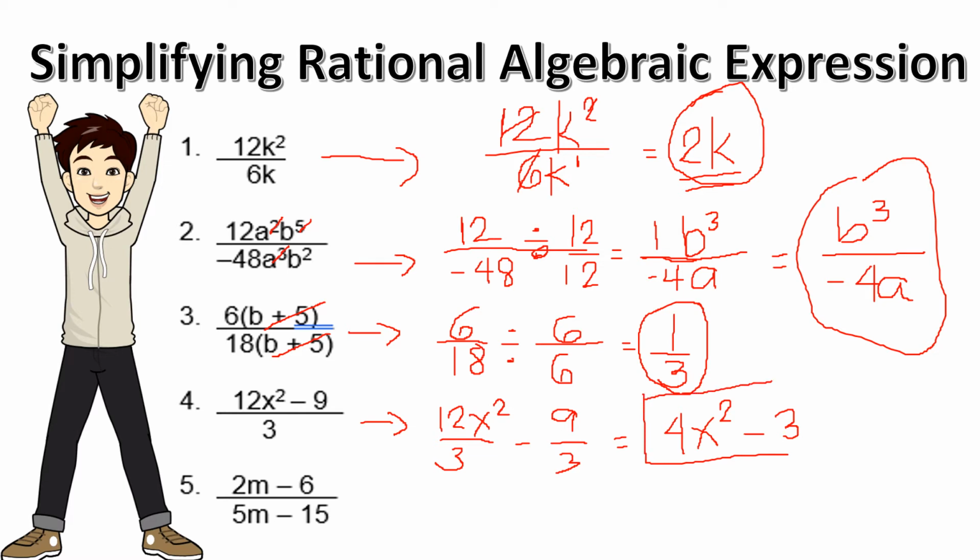Ito na yung simplest form niya. So, pwede din naman gumamit tayo ng factoring. So, I'm giving you another way to solve yung given number 4. Pag pinactor natin yung 12 and 9, common factor ng 12 and 9 ay 3. So, maglalabas tayo ng 3. Then, sa loob ng parenthesis, as factor, magkakaroon tayo ng 4x squared minus 3.